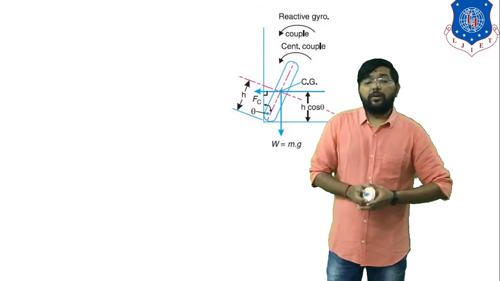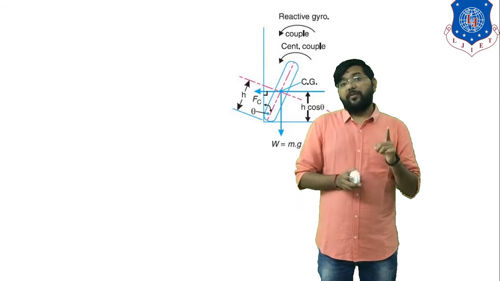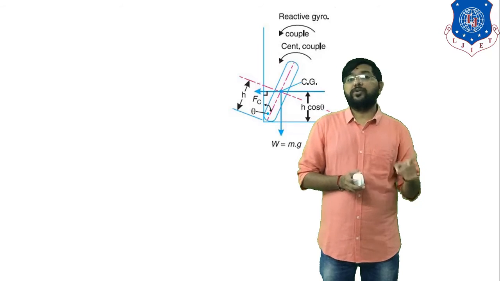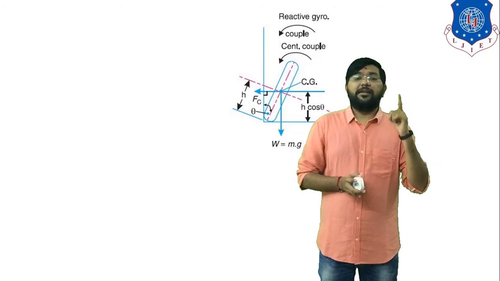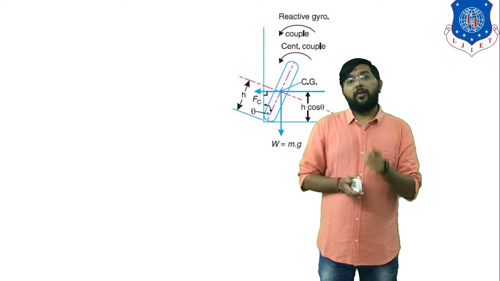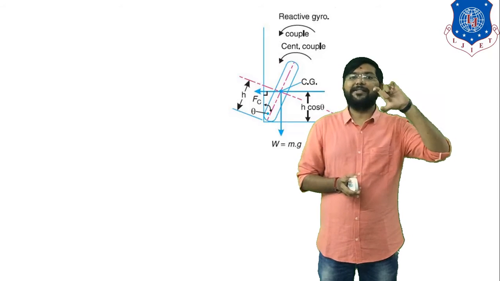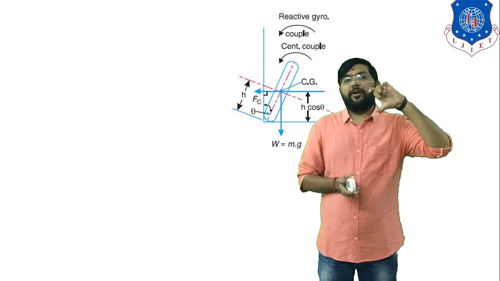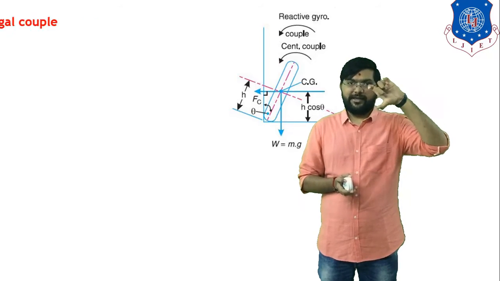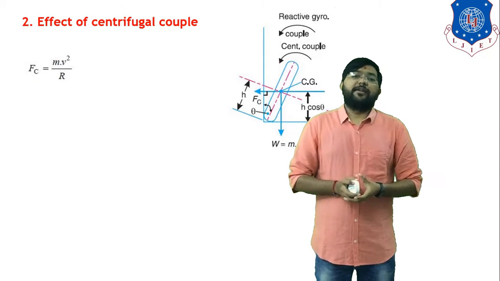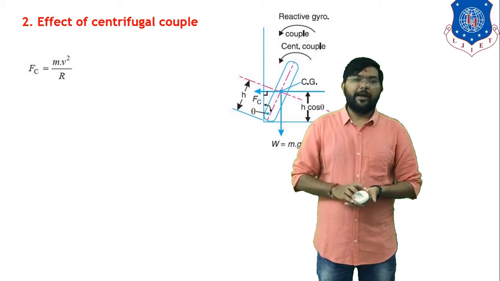Now you have to consider the effect of centrifugal force. You all know centrifugal force always acts in the outward direction, that is Fc, and based on that you have to calculate the centrifugal couple. So you have to multiply the centrifugal force with its perpendicular distance, and the perpendicular distance, as you saw in this figure, is h cos theta or h sin theta. The equation of centrifugal force you all know, that is m omega square r or m v square by r.